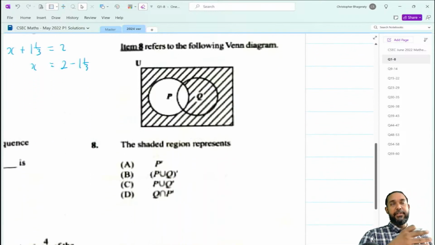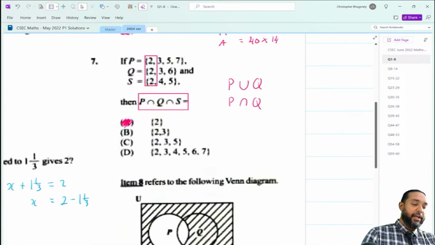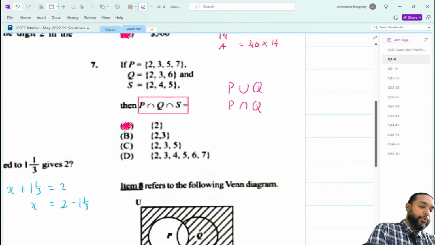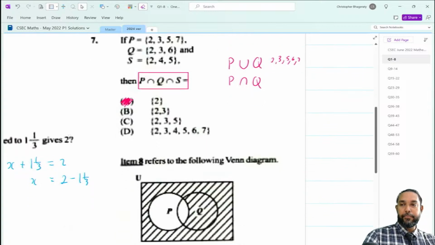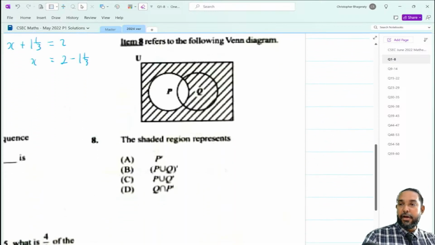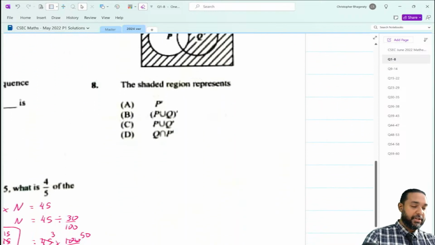Putting together all the elements from this. Okay, so let's do that, right? If we did P union Q, we'd be putting together all the elements in P and Q. So we have a 2, a 3, 5, 6, 7. So P union Q would be 2, 3, 5, 6, 7. Right? If we did P intersect Q, that would be just 2 and 3, because those 2 elements would be present in both sets at the same time. Does that help? All right, that makes sense. All right, lovely. We're going on.